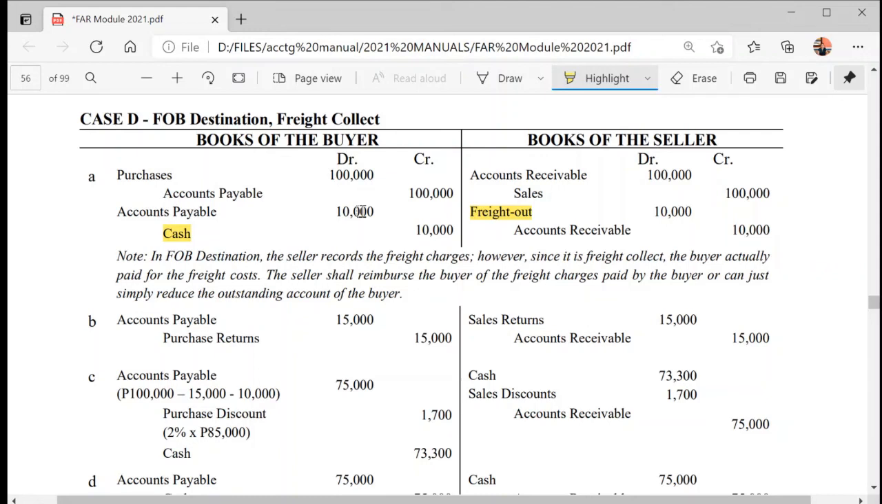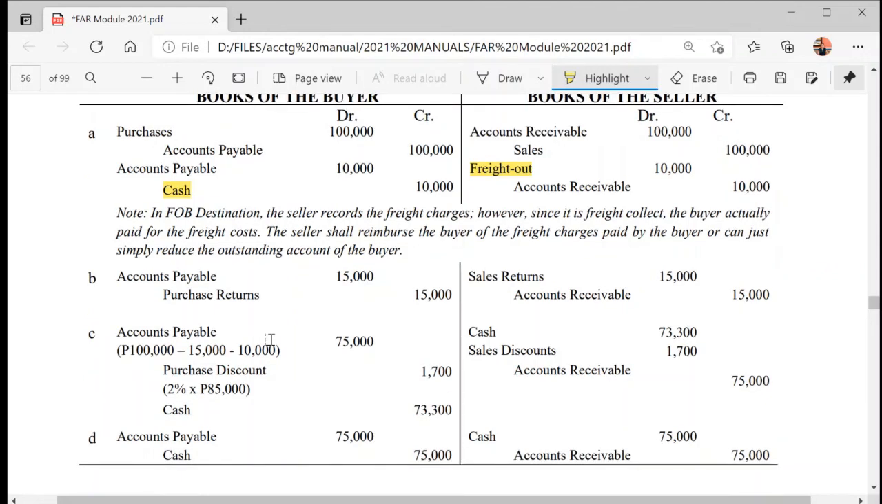Only the purchase, the freight does not affect the discount. So, 85,000 is still the basis, not the 75,000. So, 1,700, and the remaining amount would be the cash payment of 73,300. On the side of the seller, that's debit cash, debit sales discount, and credit accounts receivable. If the payment is beyond the discount period, debit accounts payable, credit cash.